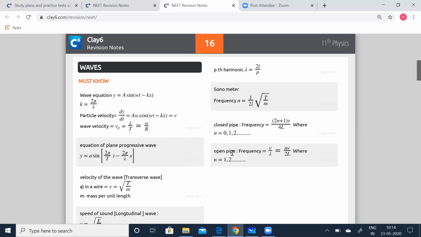And for an open pipe, the relationship between frequency, wavelength and velocity, where lambda stands for wavelength and V is the velocity, is frequency equal to V by lambda, which is equal to NV by 2L, where N is equal to 1, 2, 3, 4, and so on.